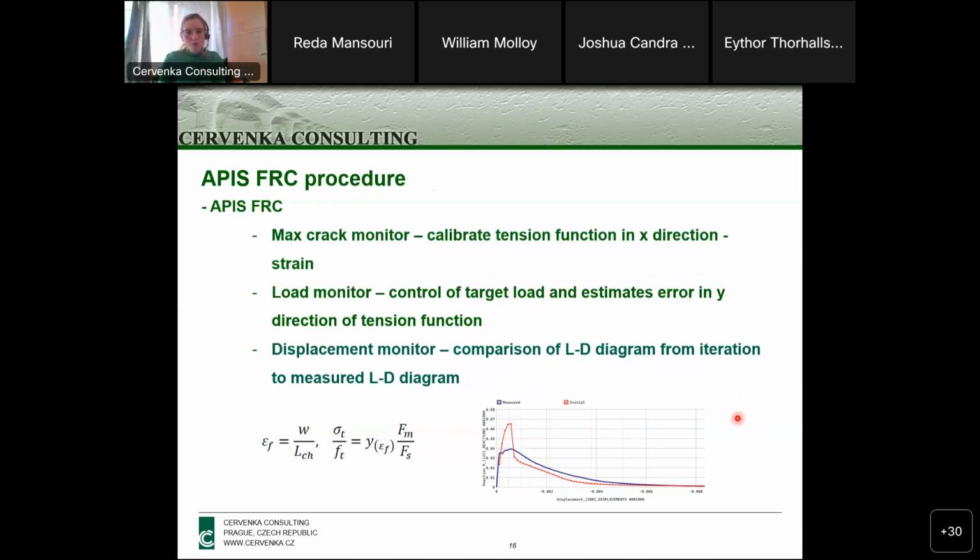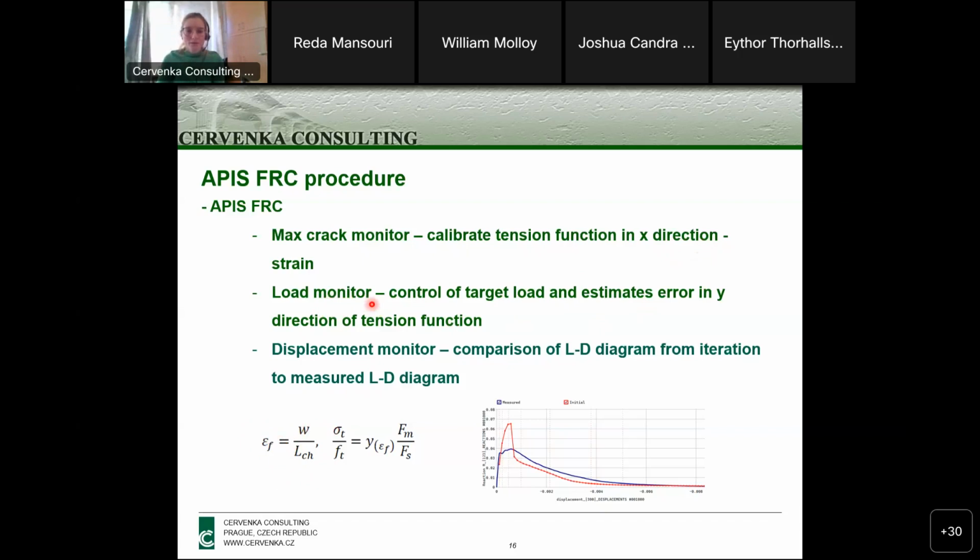So I was talking also about 3 monitors that are necessary for the APIS FRC module to run. And now I go into specifics, why we need those, what is the procedure behind the optimization. The first one is max crack monitor that is necessary to calibrate the tension function in X direction, because as you can see in the formula, the crack width is connected with the fracture strain. Therefore, we are talking about the calibration of the X direction of the tension function.